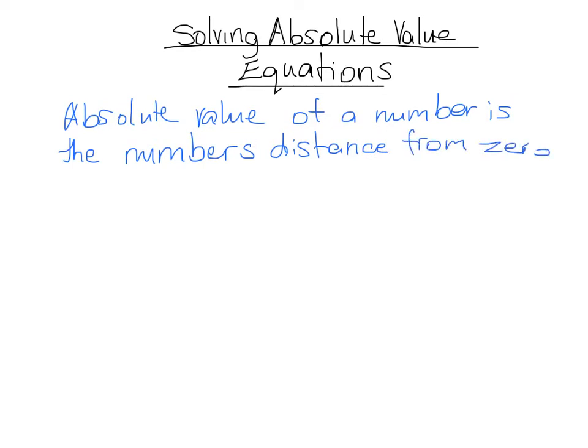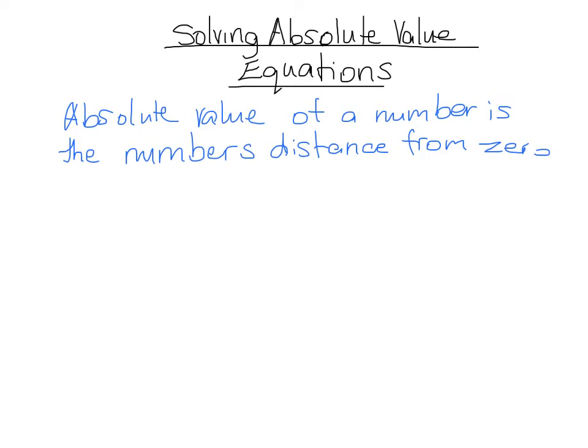Alright, so for example, the number 9, how far is that from 0? If you said 9, that's correct. Now, how about the number negative 9? How far is negative 9 from 0? If you said 9, that's also correct. So the point is that absolute value really is just how far that number is from 0.